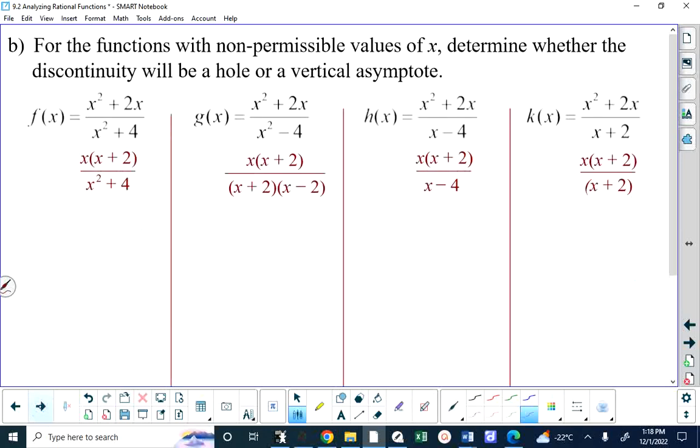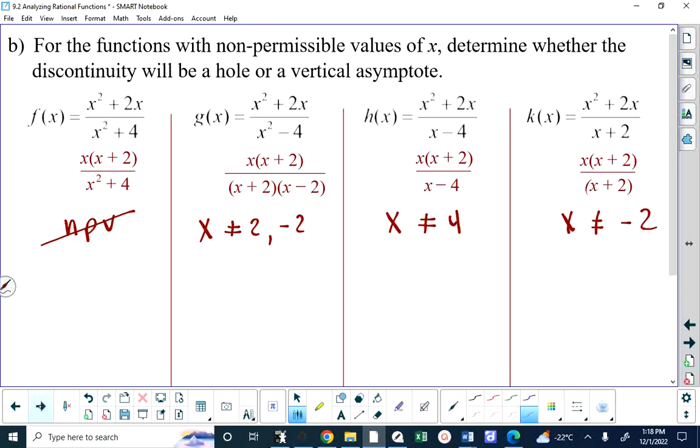Second part. With the ones that have non-permissible values, and I'm going to add something else up here. I just keep showing the equations again and again so I can refer to them up here. Here, we said there were no NPVs. They didn't exist. Here, we said x is not equal to 2 or negative 2. Here, we said x is not equal to 4. And here, we said x is not equal to negative 2. Am I right? That's what we wrote down.